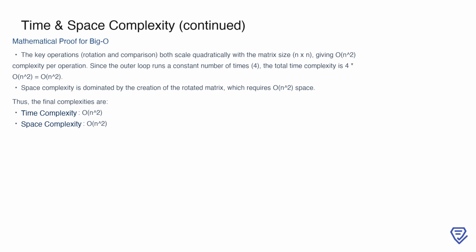For space complexity, the dominating factor is the creation of a new rotated matrix during each call to rotate. Since only one matrix is created at a time, and no additional large data structures are used, the space complexity is O(n^2). In summary, the final complexities of this algorithm are O(n^2) for both time and space.